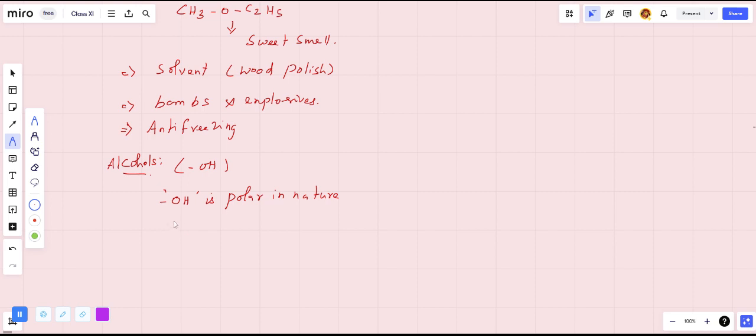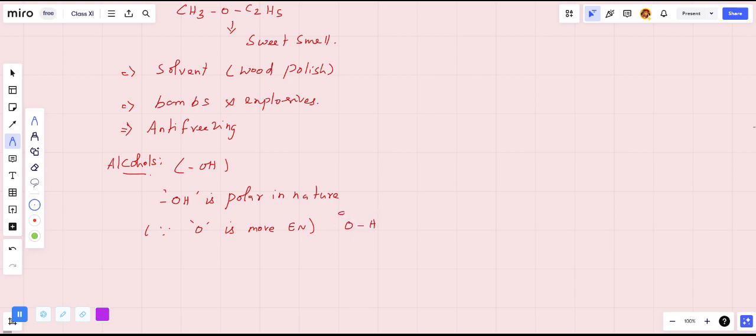Okay, here also, why is it polar? Because of oxygen, no? Oxygen is more electronegative. It's because of the electronegativity difference between oxygen and hydrogen that it is polar in nature. The OH is more electronegative, so because of that there will be polarity in nature.